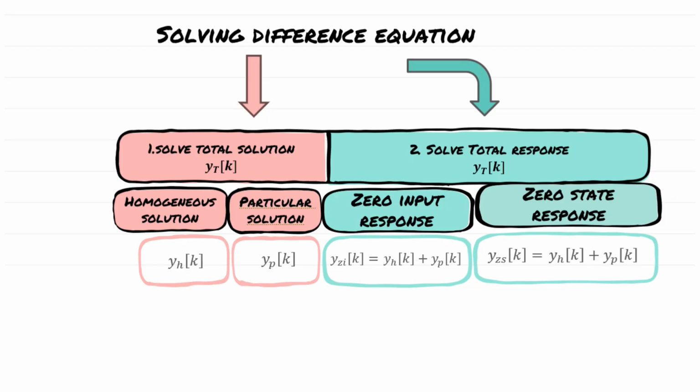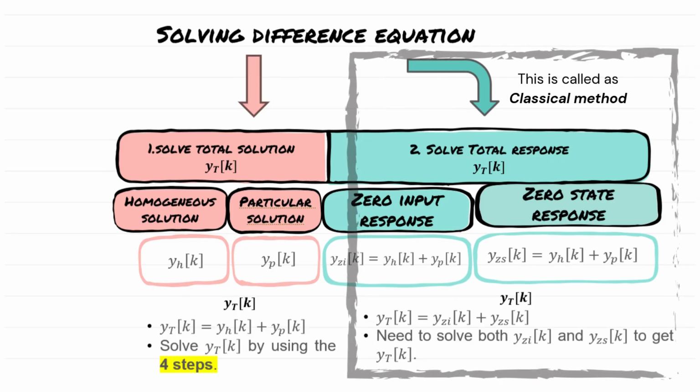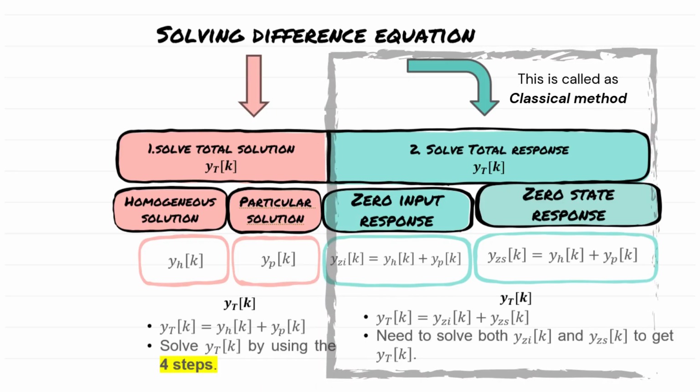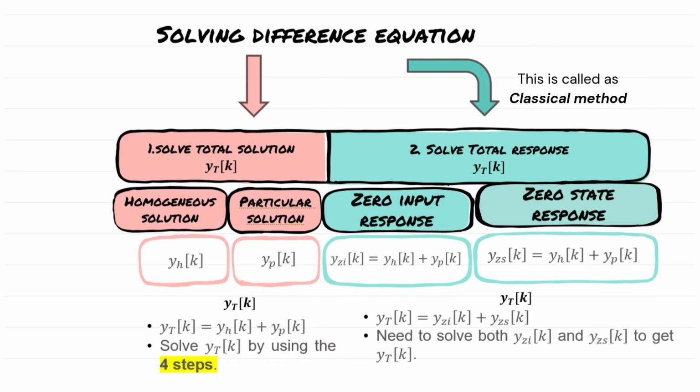There are two main steps to solve a difference equation. Number 1 is to solve the total solution by determining the homogeneous solution and particular solution. Number 2 is to solve the total response by determining the zero input and zero state response. All the processes to solve the total response are called the classical method. Firstly, we need to solve the zero input and zero state response to get the total response.